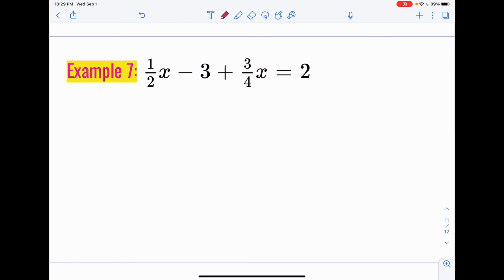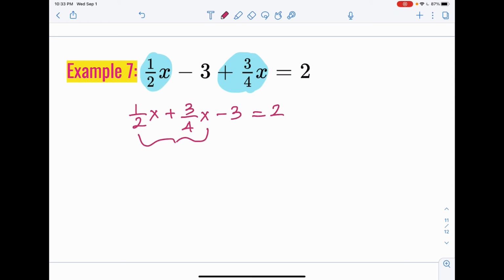Next question, we have now fractions. It's okay, because we know we are going to follow the same steps. Let's start with combining like terms. We have 1 over 2x, and we have 3 over 4x. Let's use the commutative property to rewrite the equation: 1 over 2x plus 3 over 4x minus 3 is 2. Now let's combine these two like terms.